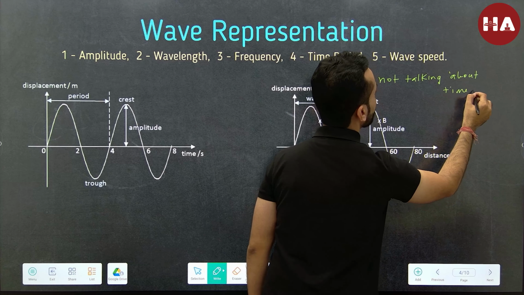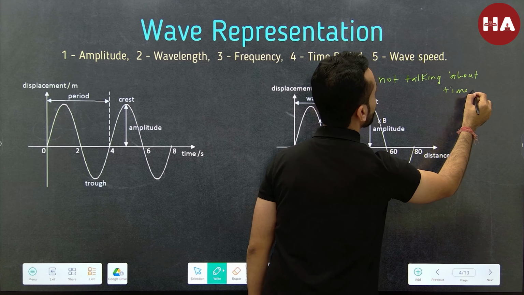So you can call this one wavelength, or what you can do is, you can call this also one wavelength from here to here. Why, students? The idea is to cover all the particles once, and then it is just a repeating pattern, isn't it? So sometimes people call it the distance between two consecutive crests. This can also be one wavelength. So wavelength means all particles once covered is one wavelength.